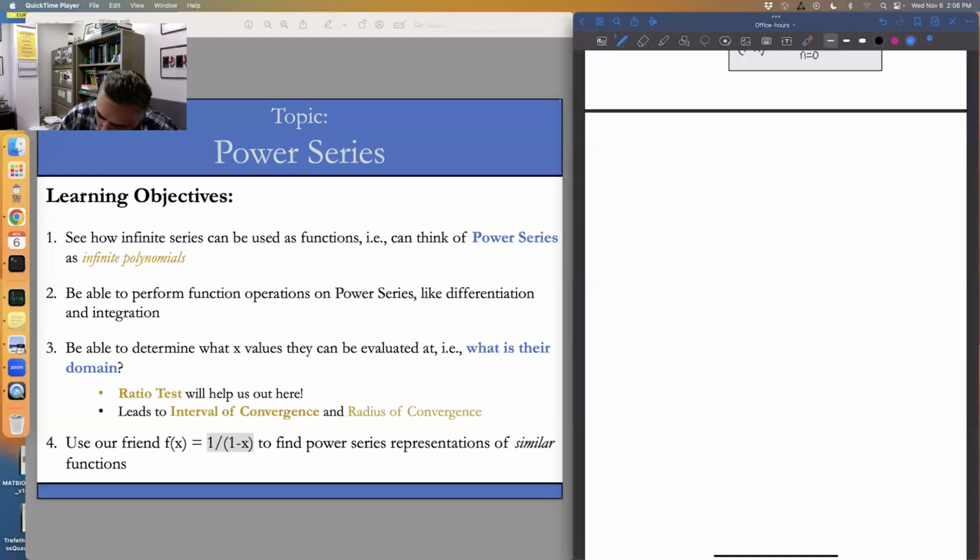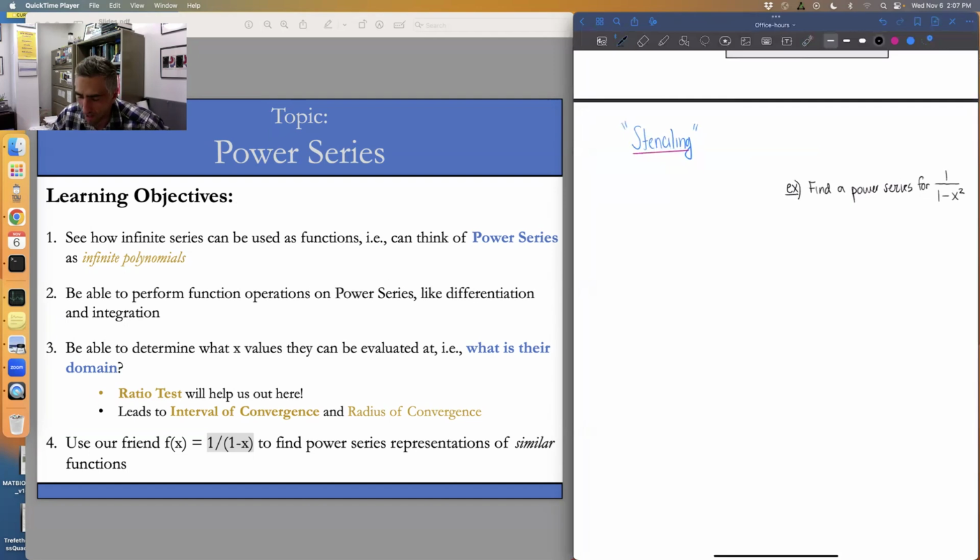The next thing we're going to do is, well, how can we find power series for functions that look similar? This is what I call stenciling. To motivate this, I'm going to put this example on the right-hand side. Find a power series for, let's say, the function 1 over 1 minus x squared, instead of just 1 over 1 minus x. Let's look at 1 over 1 minus x squared.